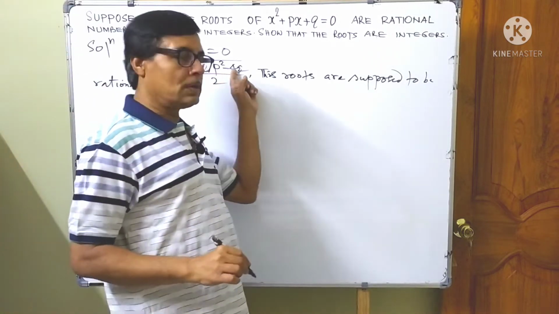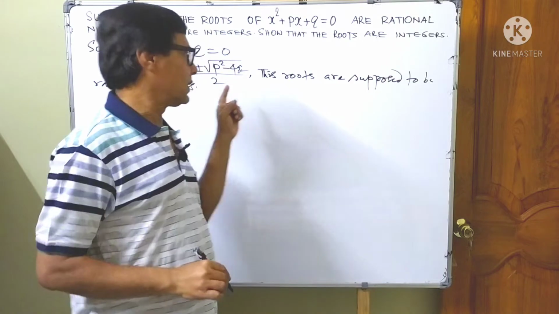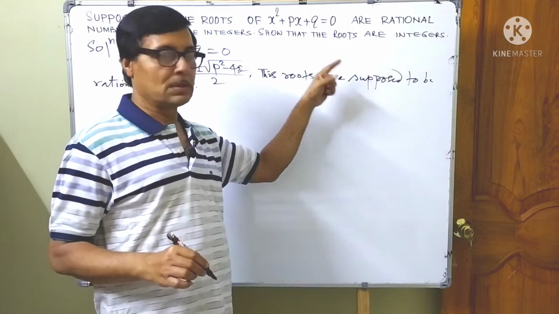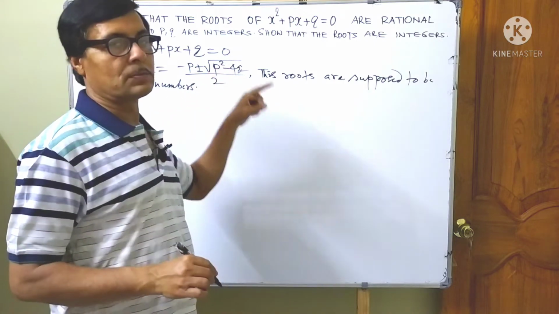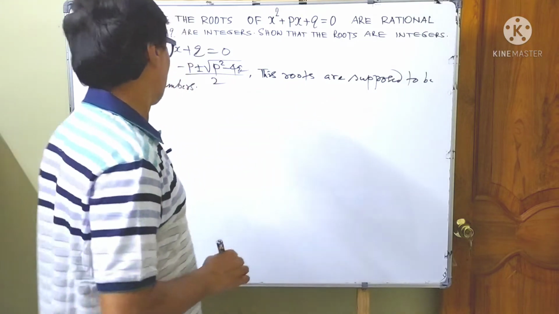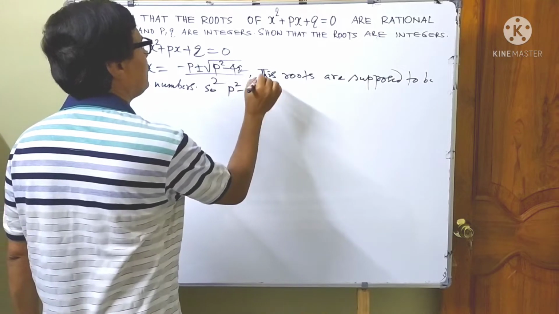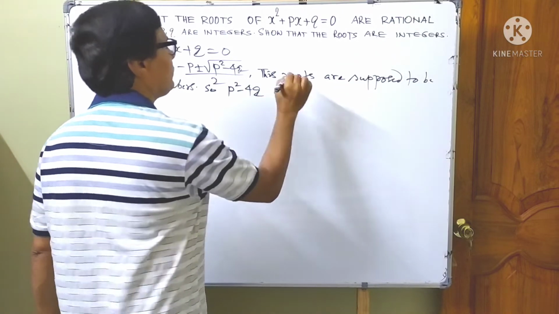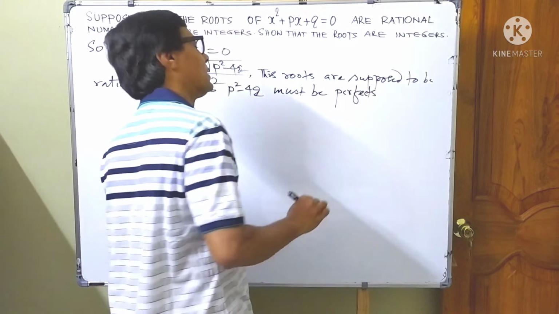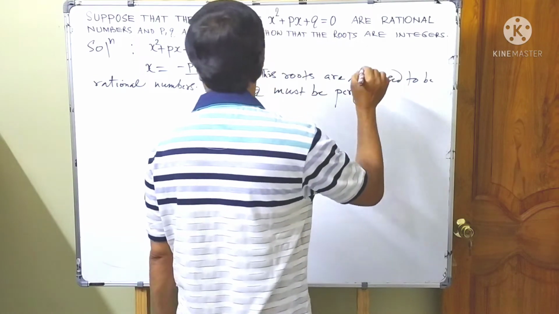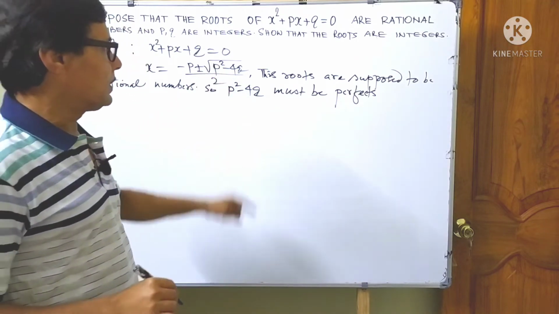So the term under the square root must be a perfect square. As the roots of this equation are supposed to be rational numbers, this term, that is p square minus 4q, must be a perfect square.